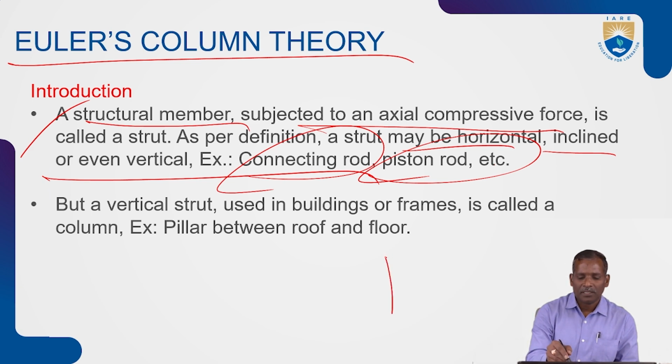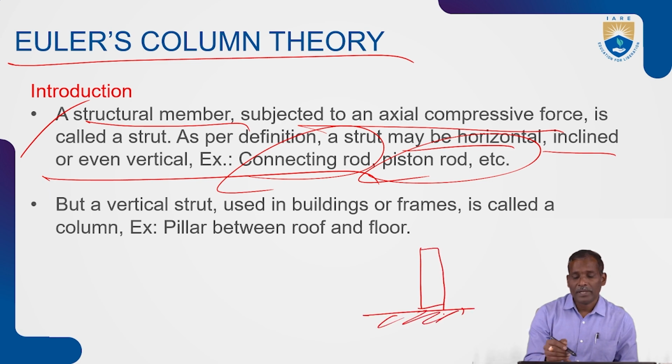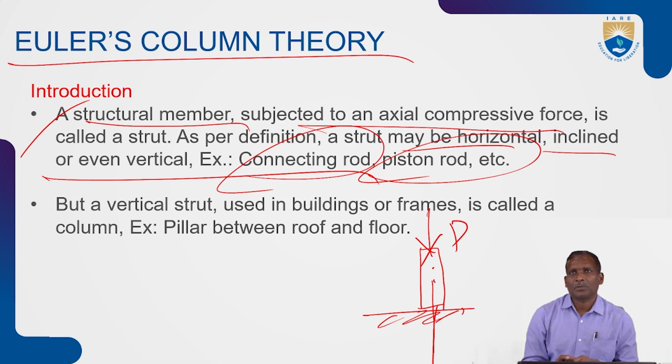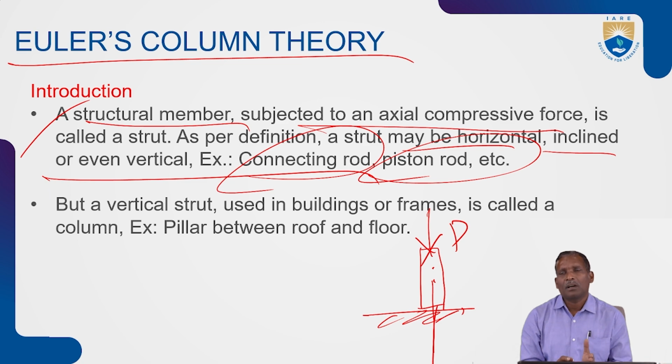Take one structural member. It may be vertical or horizontal. One end is fixed. This member is subjected to a compressive load, that is P, along its axis, that is, parallel to the axis. So it is subject to an axial compressive force. It may be horizontal, inclined or vertical.